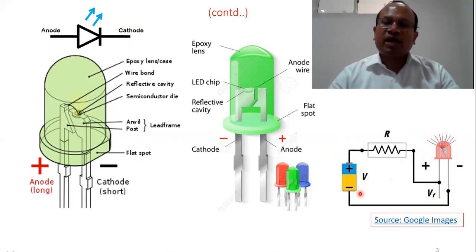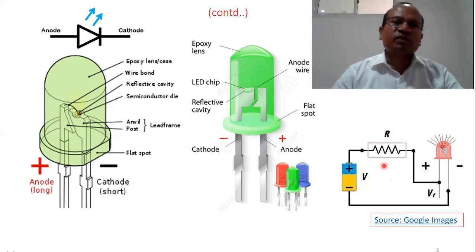You can see here a battery is connected. A DC battery is connected here, where the positive terminal is connected with the anode of the LED and the negative terminal is connected with the cathode of the LED. Of course, you cannot directly connect this positive terminal with the anode. We always connect through some series resistance.